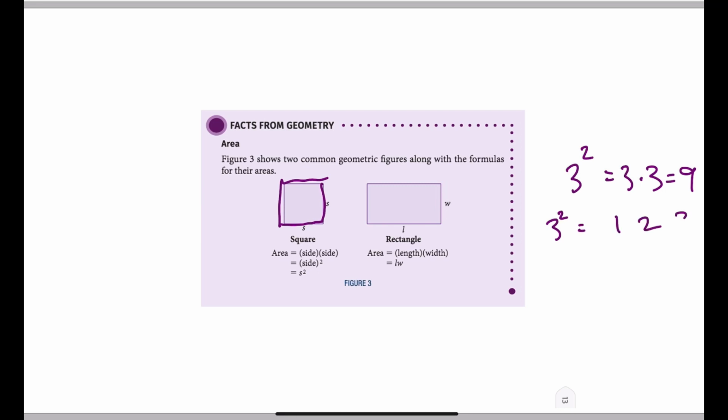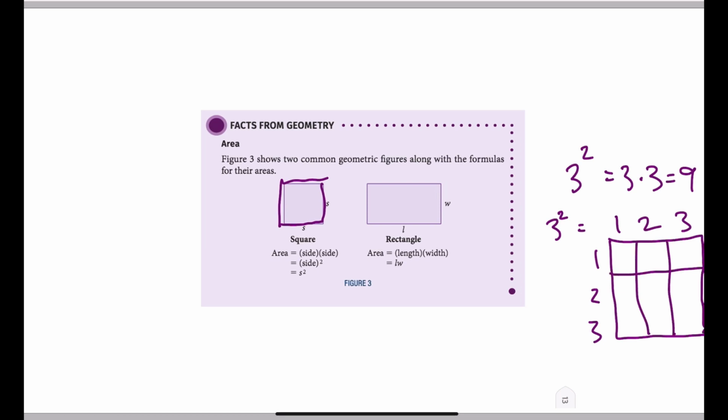1, 2, 3, 1, 2, 3. So there's 1, 2, 3, 1, 2, 3, and we have 1, 2, 3, 4, 5, 6, 7, 8, 9. Oh, that's why 3 times 3 is 9. 3 squared is 9. Neat.